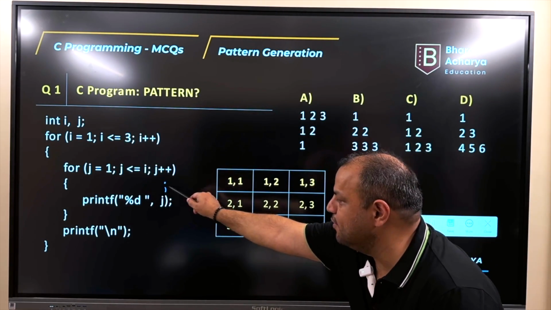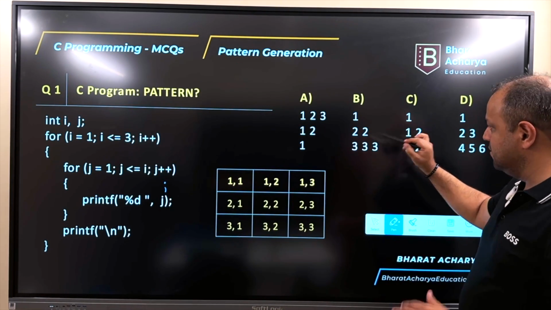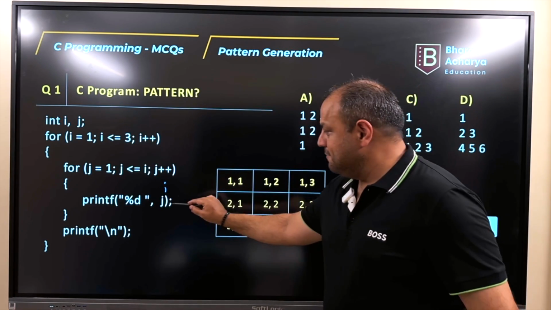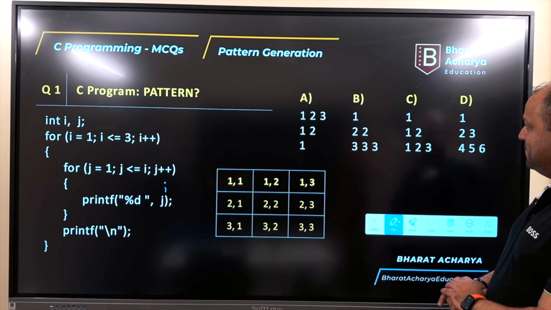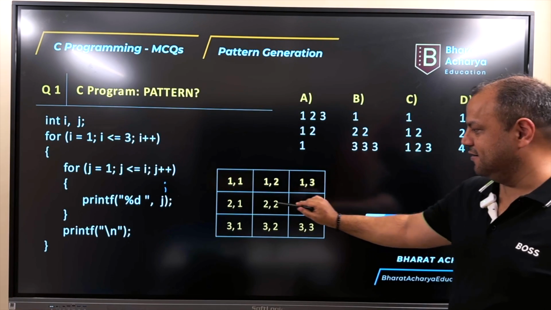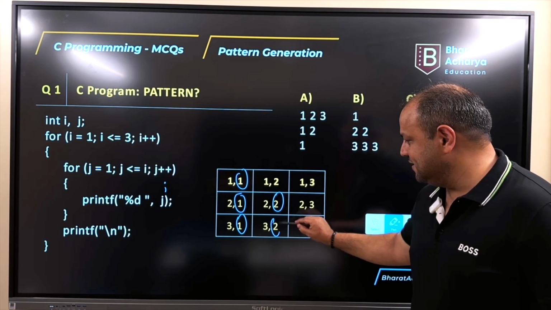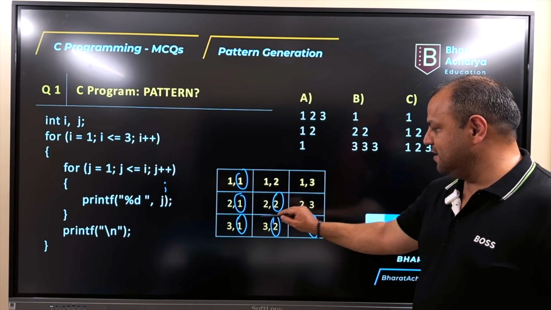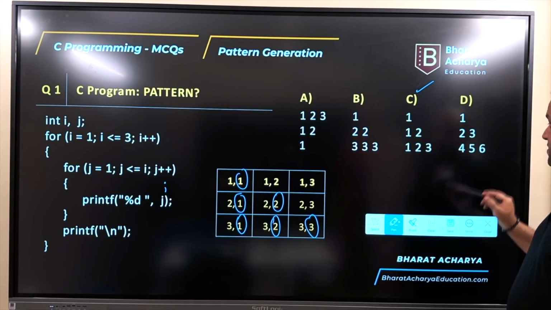If I had written I over here, that means I'm printing the row number. This is row number 1, this is row number 2, this is row number 3. I'm printing the row number everywhere. Then B would have been the answer. But I'm printing the column number. So first row I'm printing 1. Next row I'm printing 1 and 2 because this is column 1, this is column 2. J is 1, J is 2. Are you seeing? This is what I'm printing. You know we were printing in this L shape, but what were you printing? The column number. So 1, 1, 2, 1, 2, 3. So this is the correct answer.